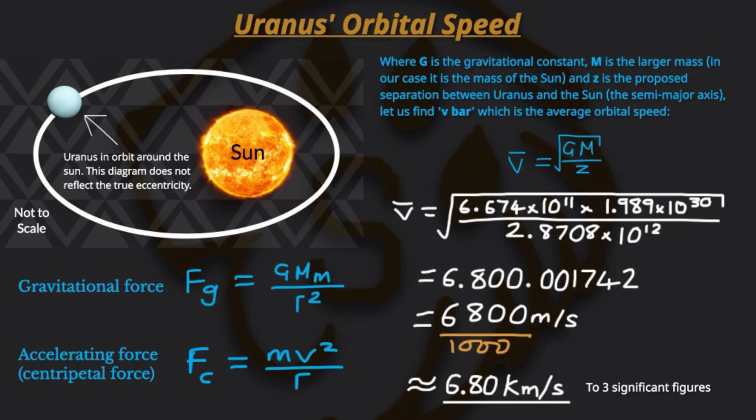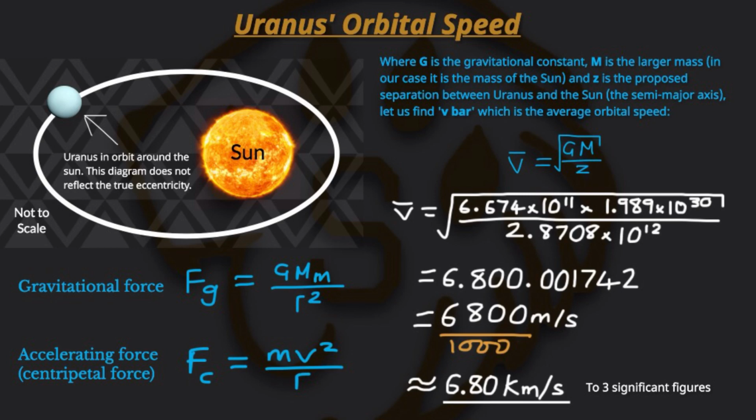So we put in the values, the same values that we used in the orbital period are the same ones that we're going to be using here, as you can see. But it's just that the orientation is a bit different. So what we do is we assume that the gravitational force and the centripetal force are equal. That's how we get that formula. And then we just plug in the values, and then we get our 6,800 meters per second, which when we want to convert it to kilometers per second, we divide by 1,000 meters, and then we get our 6.80 kilometers per second, which is correct to 3 significant figures for some accuracy.